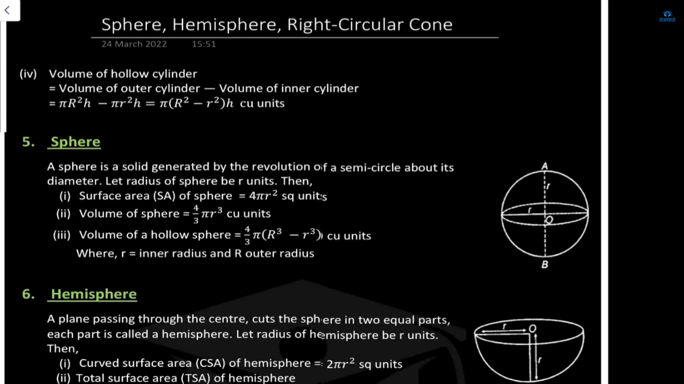And volume will be pi r square h. Since here there is a big R and a small r, it will be pi times capital R square minus small r square, times h. Is it a hollow right cylinder? Yes, it is a hollow cylinder. For a hollow cylinder, it is this.